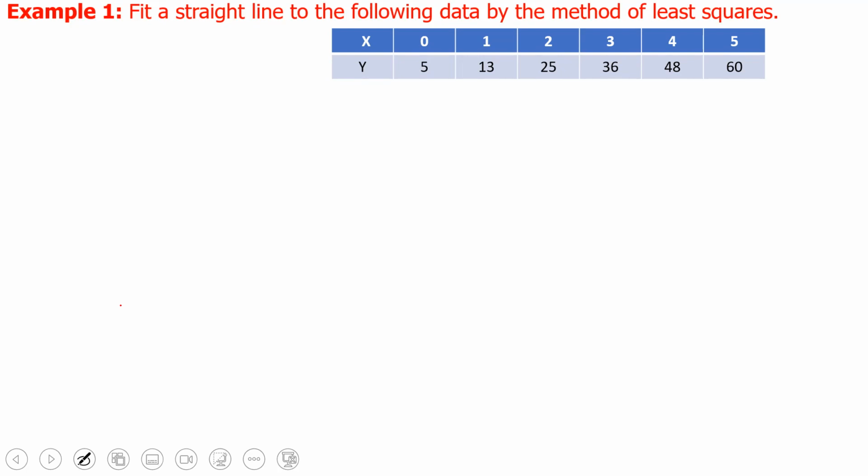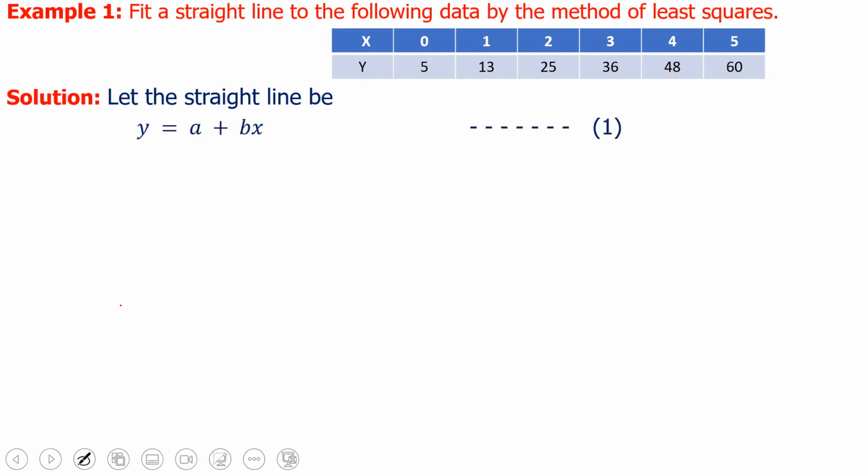Our set of 6 points are given, the value of x and the corresponding value of y. So what is our aim? Our aim is to find out the straight line using this data set. Let the straight line be y is equal to a plus bx.